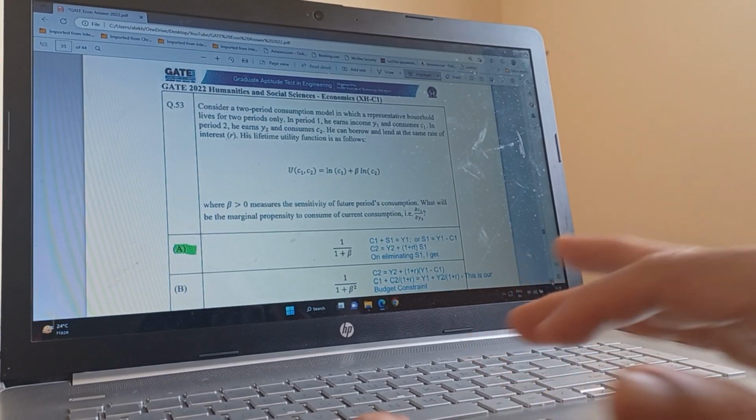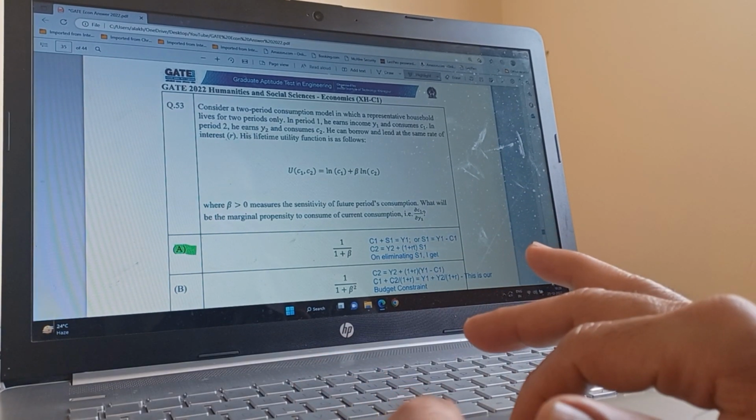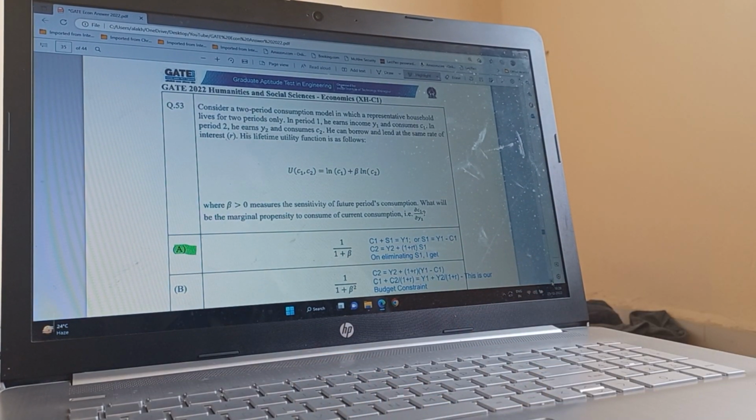Now I go to question number 53. So it says, consider a two-period consumption model in which a representative household lives for 2 periods only. In period 1, he earns income Y1 and consumes C1. In period 2, he earns Y2 and consumes C2. He can borrow and lend at the same rate of interest R. So R is given, the interest rate between 2 periods. His lifetime utility function is as follows. U(C1, C2), where C1 means consumption of this period and C2 is consumption of the second period.